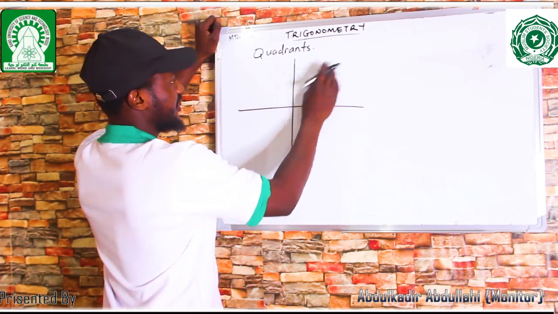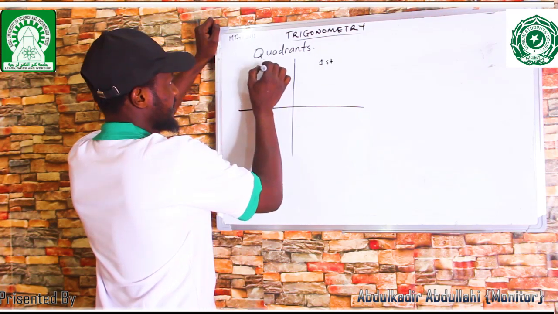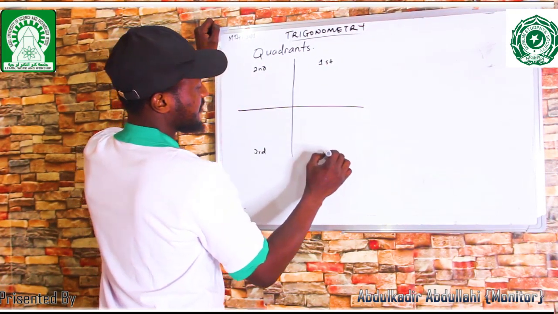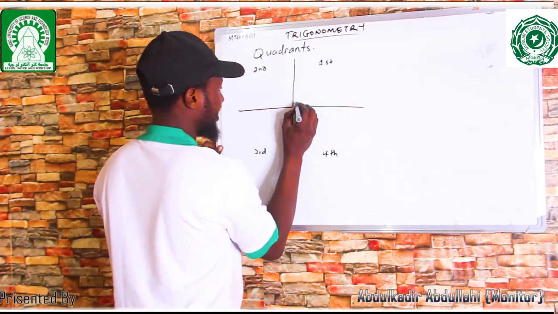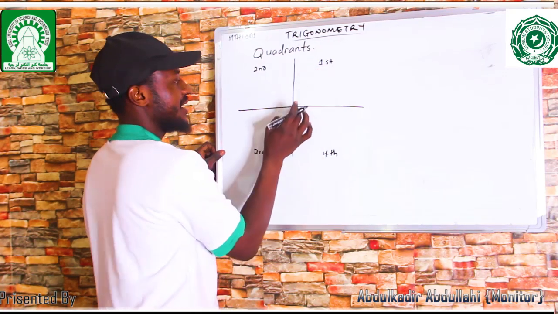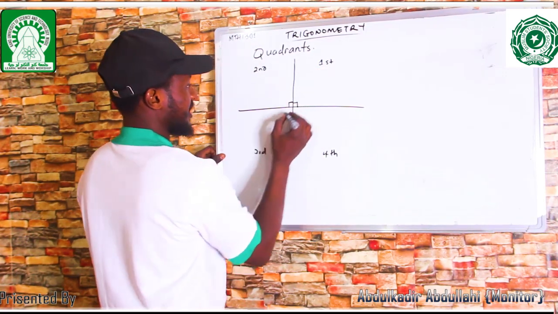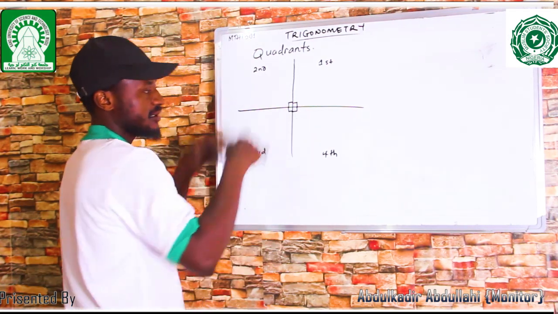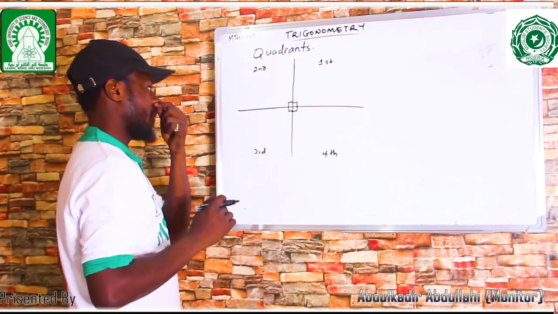Here we call it the first quadrant. Here we call it the second quadrant. Here is the third quadrant, while here is the fourth quadrant. We normally take it like this. From here to here, this quadrant is 90 degrees. This quadrant is 180 degrees. This quadrant is 270, and this quadrant is 360. That's the whole round. 90 plus 90 plus 90 plus 90.